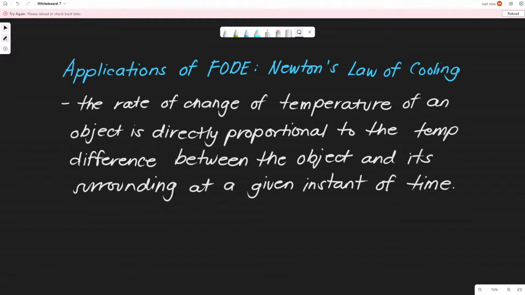So, today we will discuss the second topic on the applications of first order differential equations. This is known as Newton's law of cooling. Let's go over the concept behind how we are going to compute this kind of differential equation. Newton's law of cooling was, of course, proposed by Isaac Newton.